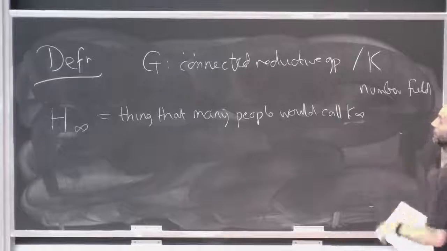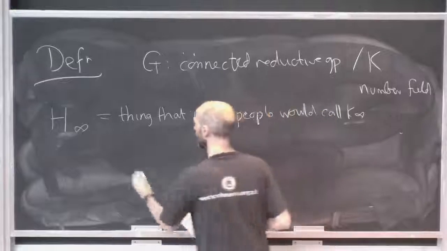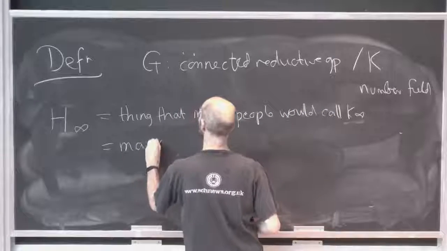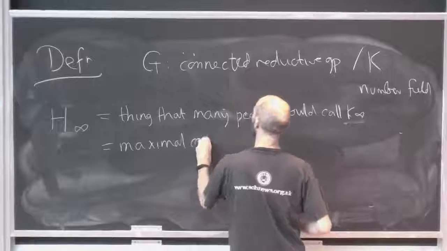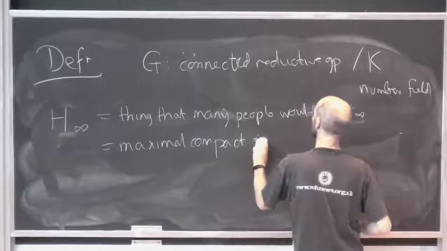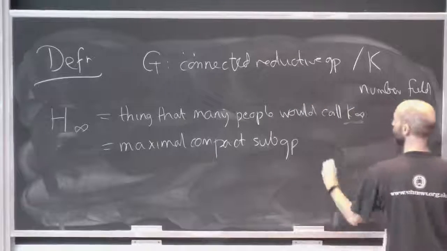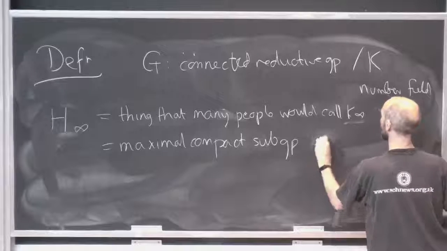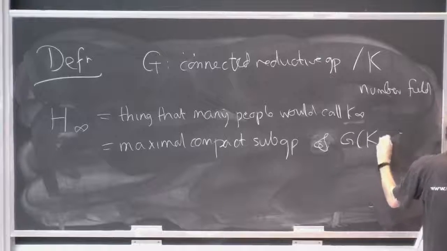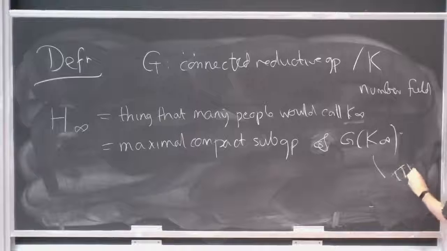because it's compact at infinity, a maximal compact subgroup of the thing that I want to call K infinity, which is the product of K_v, v infinite.